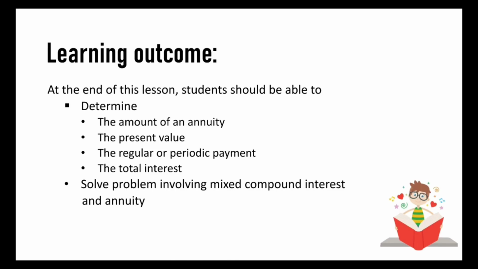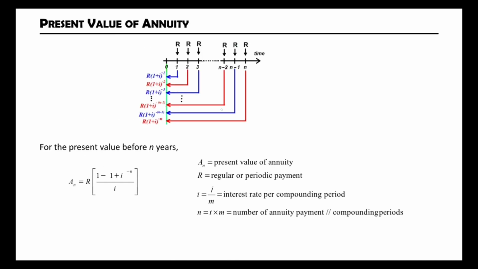5.4 Annuity. These are the learning outcomes for this lesson. Present value of annuity. Present value of annuity is the amount we have now so that we can make repeated withdrawals for a period of time in the future.